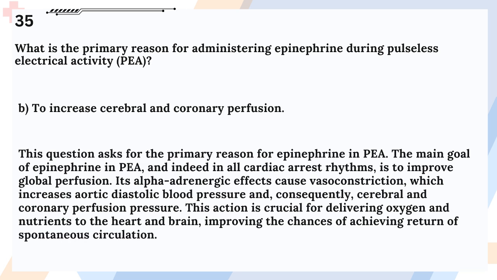Answer: B. To increase cerebral and coronary perfusion. This question asks for the primary reason for epinephrine in PEA. The main goal of epinephrine in PEA, and indeed in all cardiac arrest rhythms, is to improve global perfusion. Its alpha-adrenergic effects cause vasoconstriction, which increases aortic diastolic blood pressure and, consequently, cerebral and coronary perfusion pressure. This action is crucial for delivering oxygen and nutrients to the heart and brain, improving the chances of achieving return of spontaneous circulation.